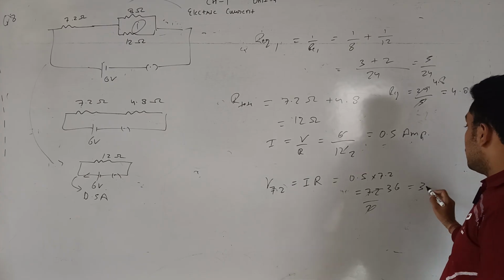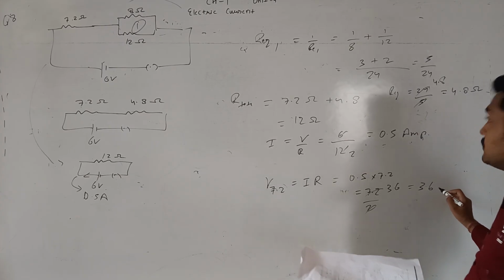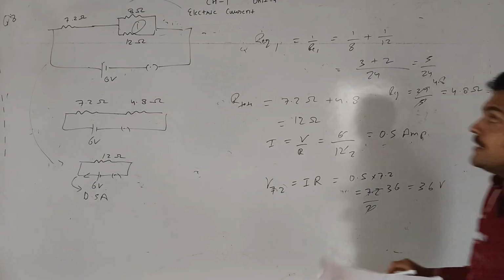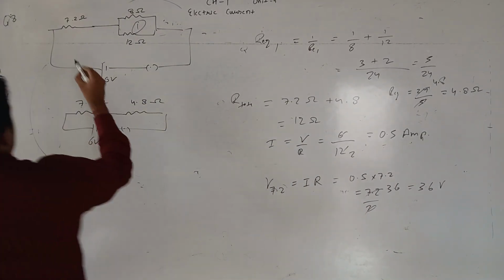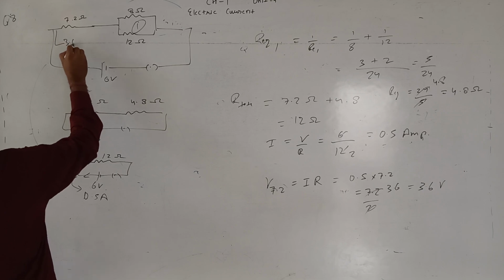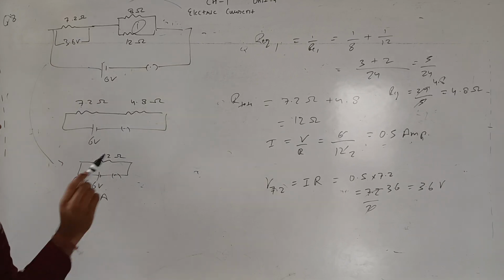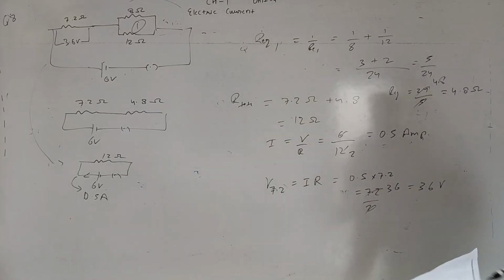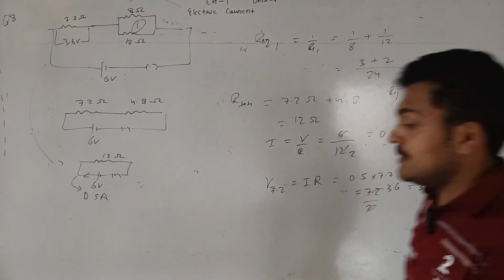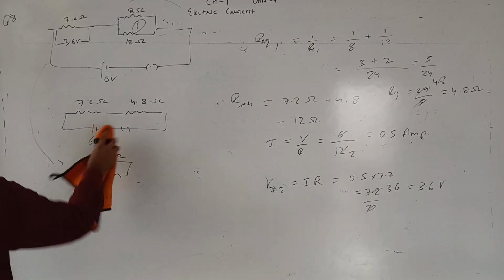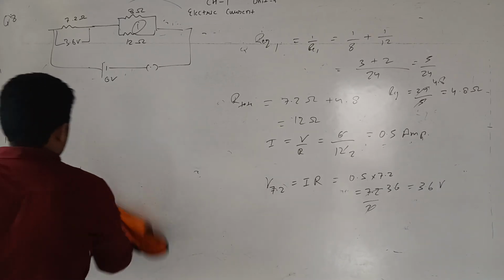So 3.6 volt. 3.6 volt is the potential difference across the 7.2 ohm resistance. So the potential difference of 3.6 volt is the total potential difference across the 7.2 ohm resistance. Now, last question for this video, then other questions will continue in the next video.